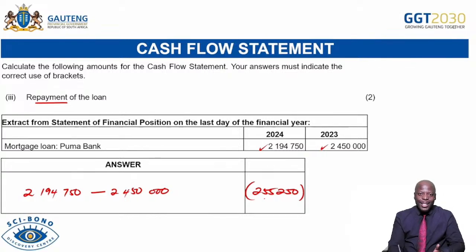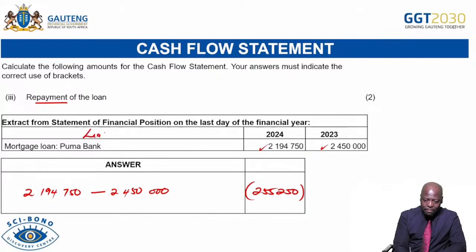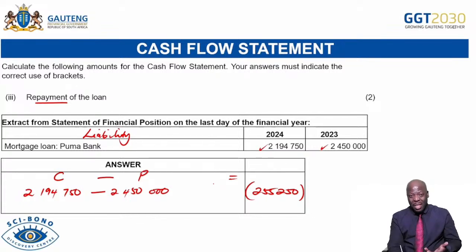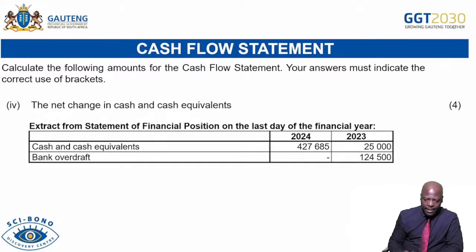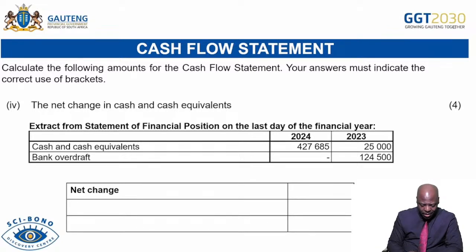Others would use the other method that we've always been using, where we look at the change in working capital, whereby when we look at a loan, it is a liability. And when you are working on liabilities, you simply say current minus previous, and then you trust your calculator. It will still give you the same figure, and it will tell you whether it's an inflow or an outflow. On the calculator, it already comes as a cash outflow. And then the next part says the net change in cash and cash equivalents. This is where we're going to answer it.